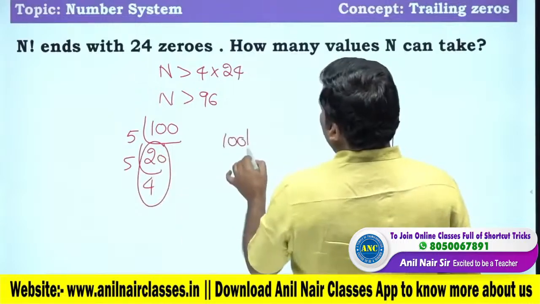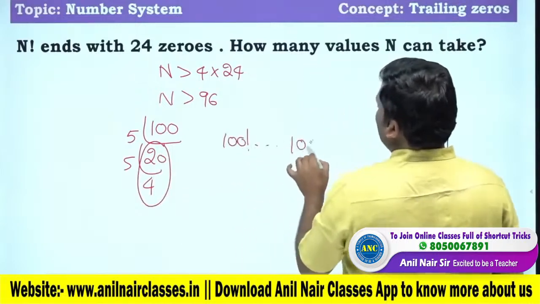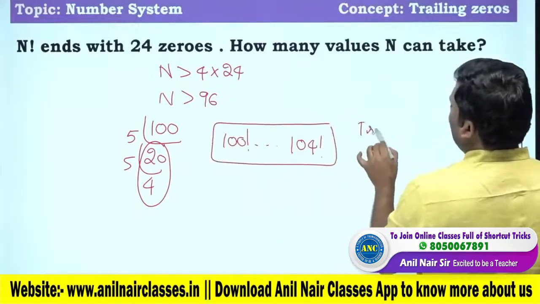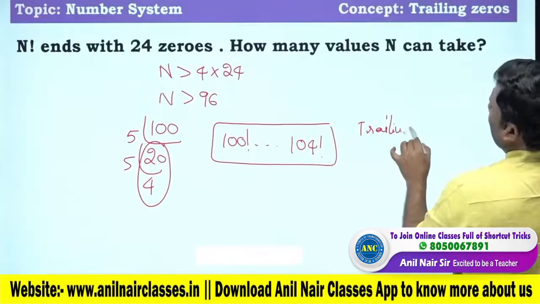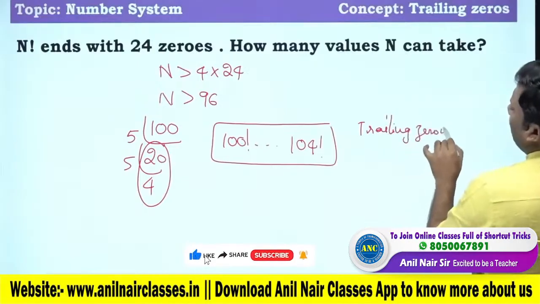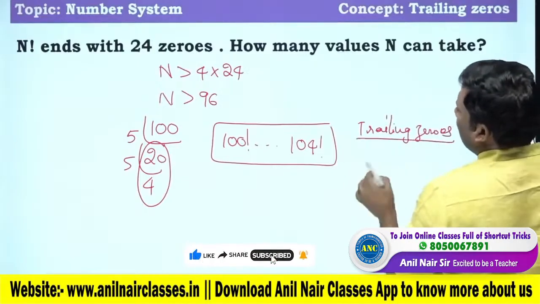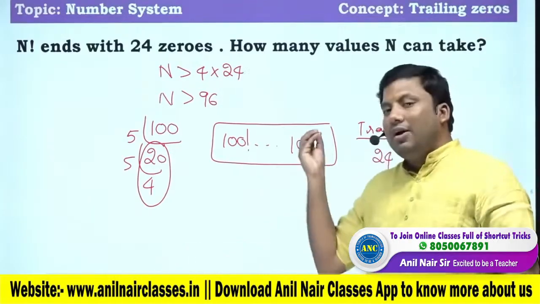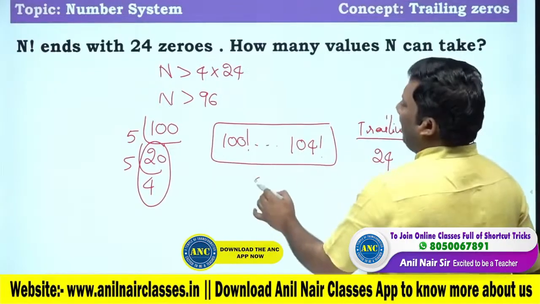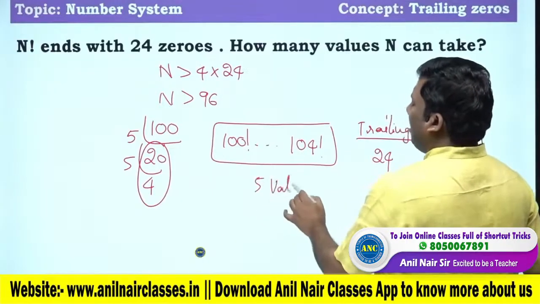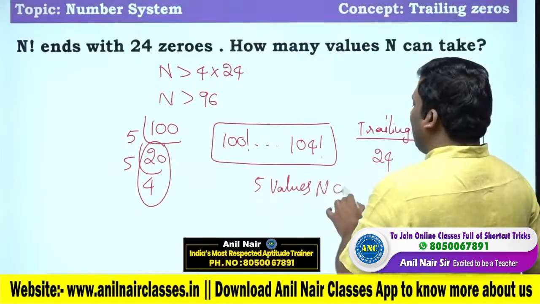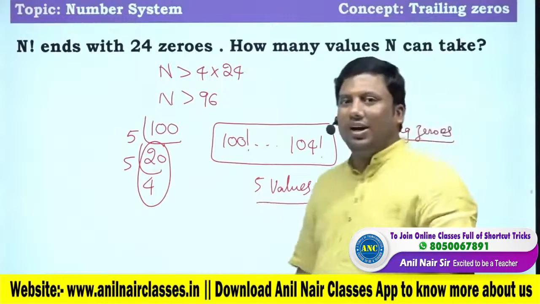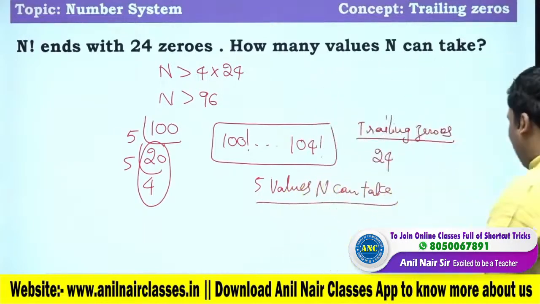That means from 100 factorial till 104 factorial, how many trailing zeros will be there? 24 trailing zeros will be there. Trailing zeros means the number of zeros at the end. Answer will be 5. How many values can n take? 5 values. What are those 5 values? 100 factorial to 104 factorial.